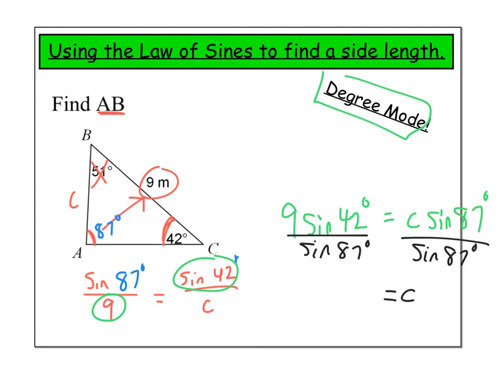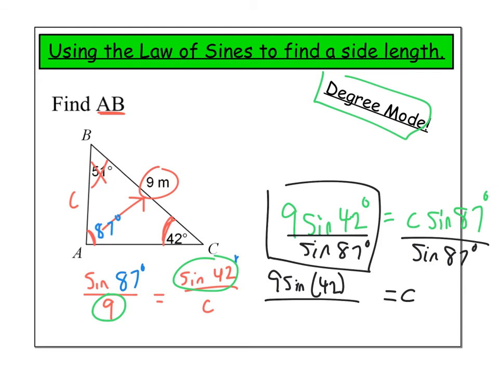Okay, so C is going to equal, and put this into a calculator carefully. You're going to want to do 9 and then sine. And it may open up a parenthesis. Make sure you close that parenthesis after the 42, and then divide by the sine of 87. And that should give us our answer. So let me just type this in. 9 times the sine of 42, close the parenthesis, divide by the sine of 87, and that's giving me a value for C, which is approximately, if we round, about 6.03. Okay, and that would be our side length of this side over here.